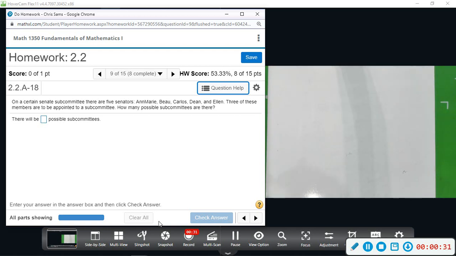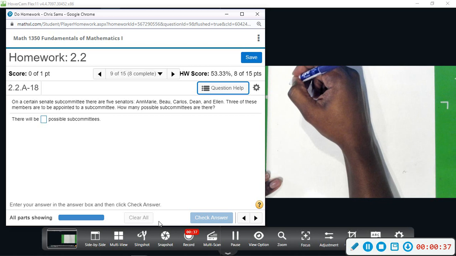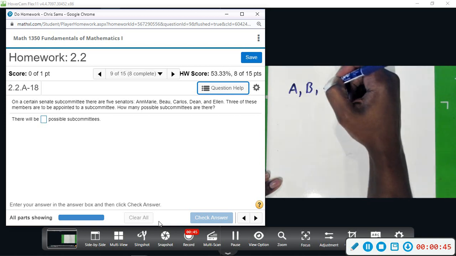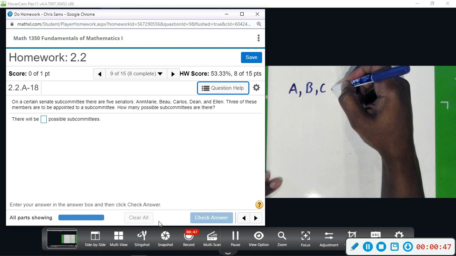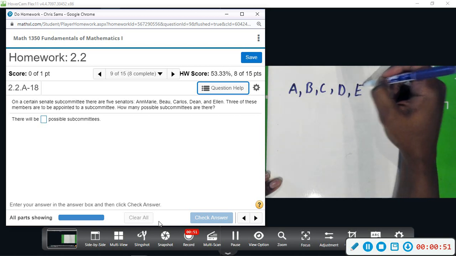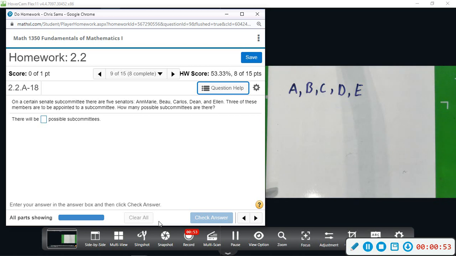So first, they give us 5 members. These names, Anna Marie, we'll just use A, B, C, D, and E for each of their names. So we got A, B, C, just use the first letters. And we want to know how many subcommittees of 3 can we make. So one way you can do is by listing them.